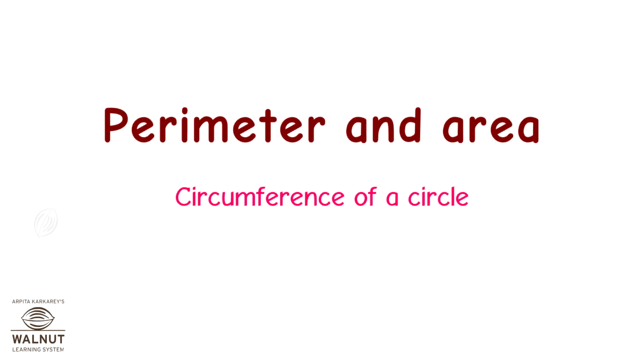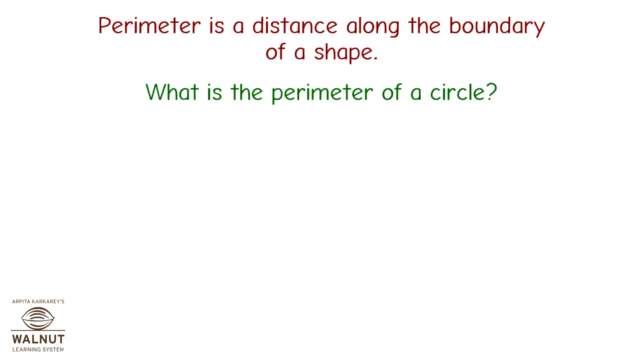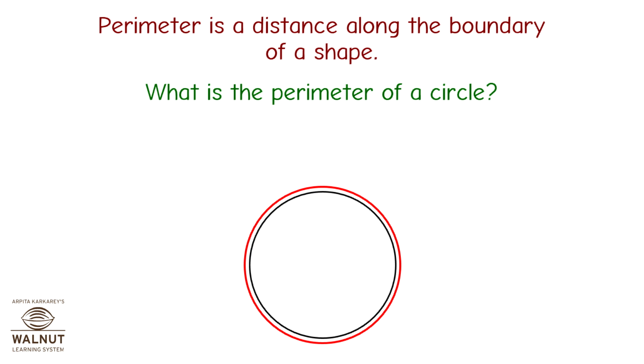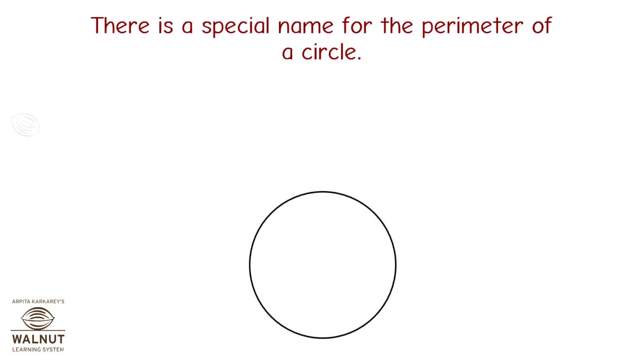Perimeter and area. Circumference of a circle. Perimeter is a distance along the boundary of a shape. What is the perimeter of a circle? It is the distance along the entire curve of the circle. There is a special name for the perimeter of a circle. It is called circumference.